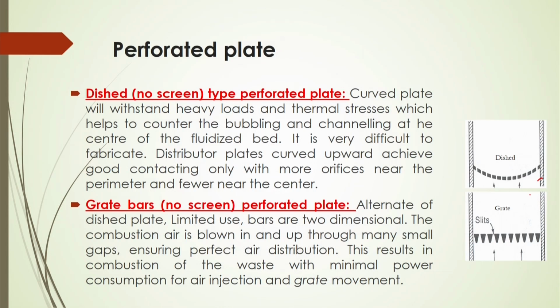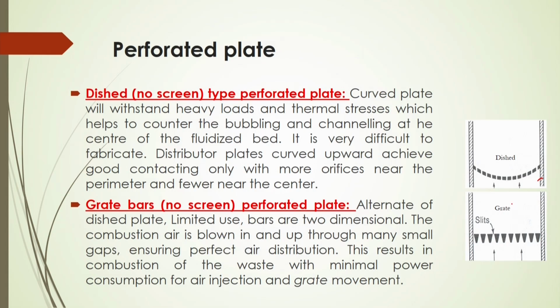It also has no screen. These are limited in use, and two dimensional bars are generally preferred. The combustion air is blown in and up through these many small gaps, which ensures perfect air distribution. So this results in combustion of the waste with minimal power consumption for air injection and grate movement.